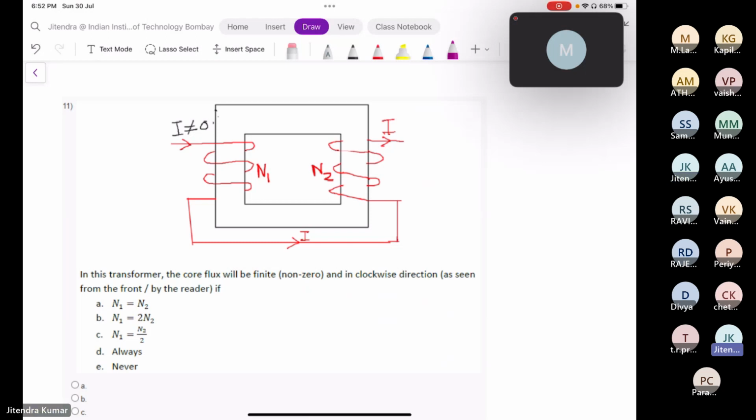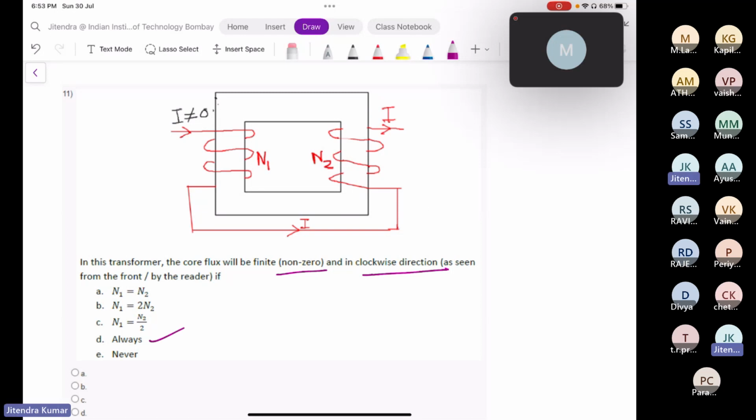So in the 11th problem, it is again wound in a similar fashion, but here the requirement is that the core flux should be finite and in the clockwise direction. Okay, so Ayush told option B. Anyone else? Anyone else with option D, or anyone has any different idea? Option D.